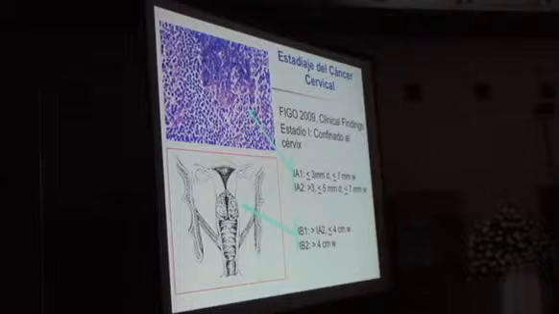I won't review it at length in order to not be repetitive, but I'll just show you a few of the key points that are important. In general, we use the FIGO system. That's the International Federation of Gynecology and Obstetrics for staging. It's an international staging system used around the world. The staging system attempts to divide the extent of disease into prognostic groups.